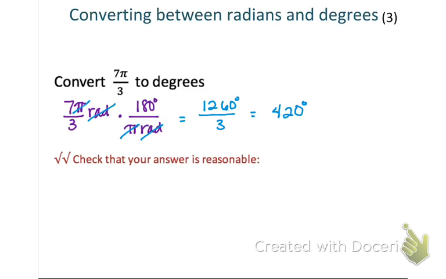We can always double check that we did convert correctly by graphing both in radians and degrees and making sure the terminal side is the exact same.